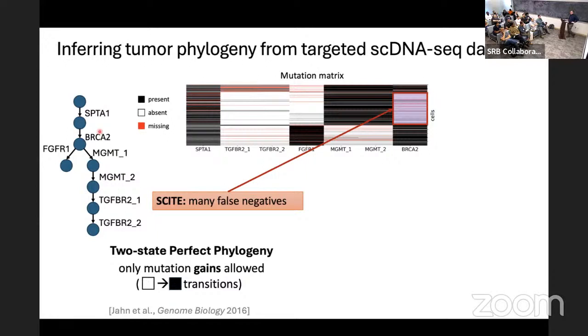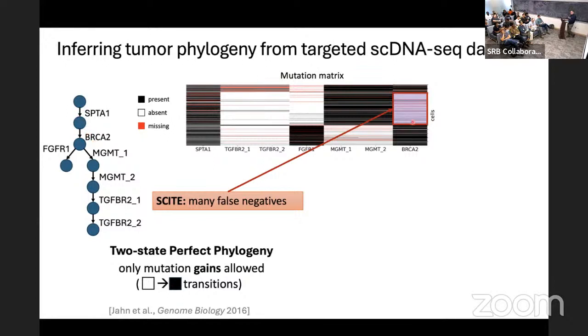And so if you run this model on this very simple data set, you get a phylogeny that looks like this. All right, so this SPTA mutation, note it's present in all cells we measured. So it's one of the first mutations that's on the tree.